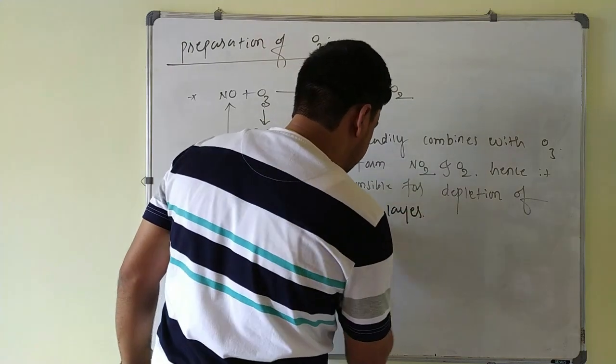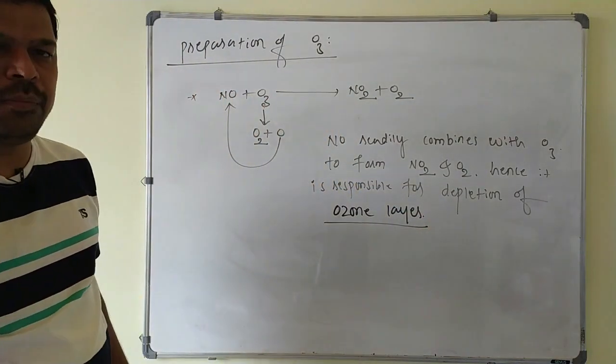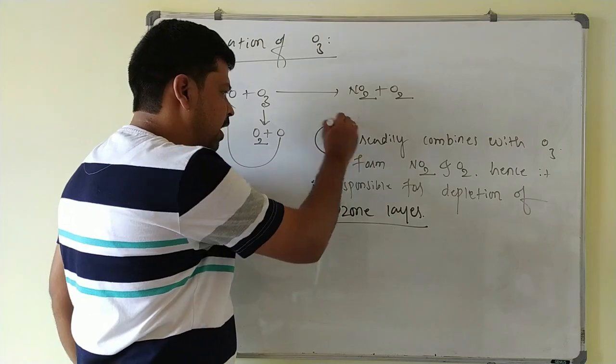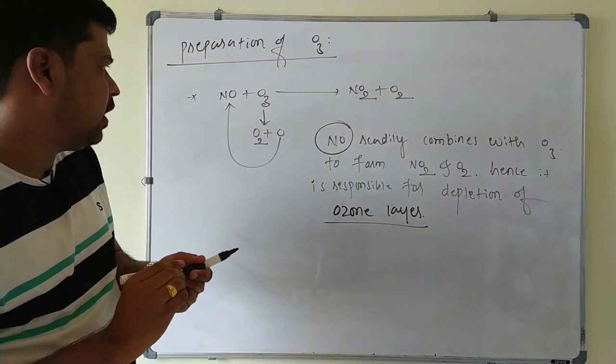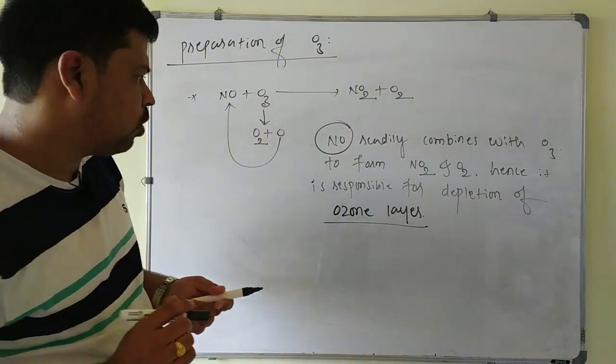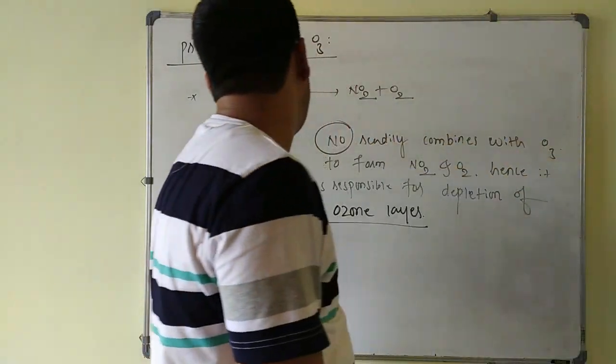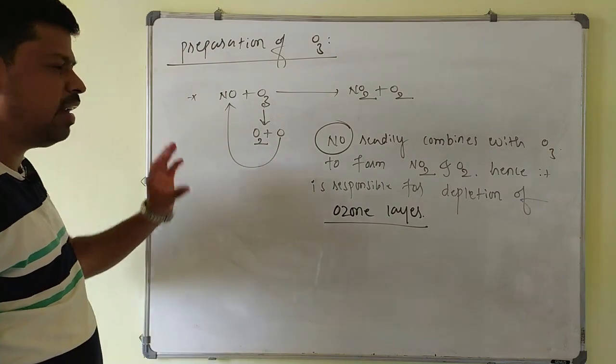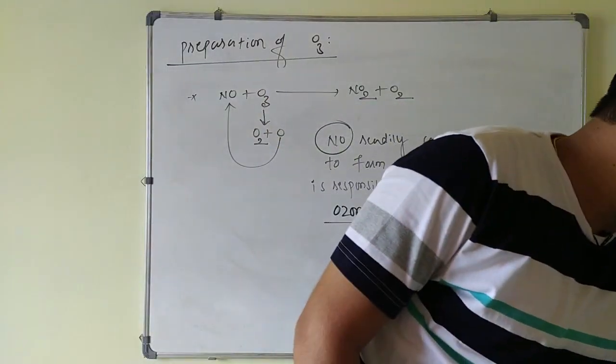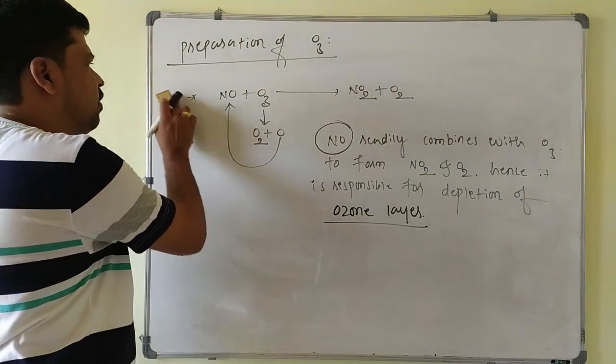They may ask you one more question: which gas is responsible for the depletion of the ozone layer? That is NO. Nitric oxide readily combines with O3 to form NO2 and O2. So NO is responsible for the depletion of the ozone layer. Next, this O3 also shows the oxidizing property, which we will see here.